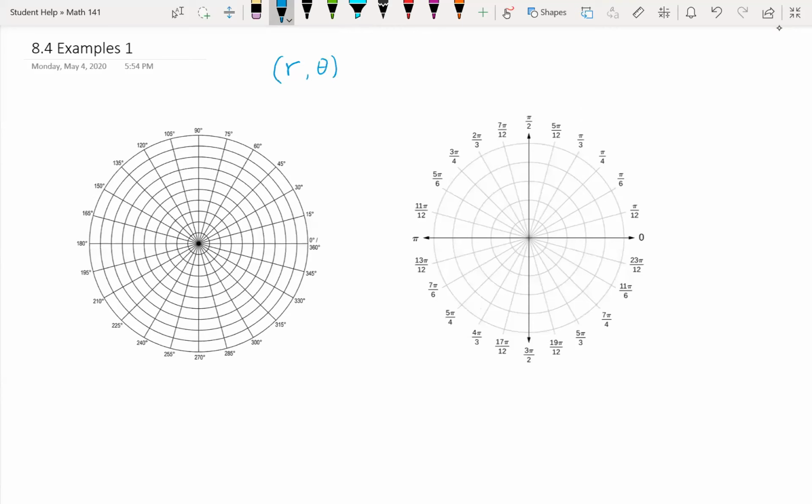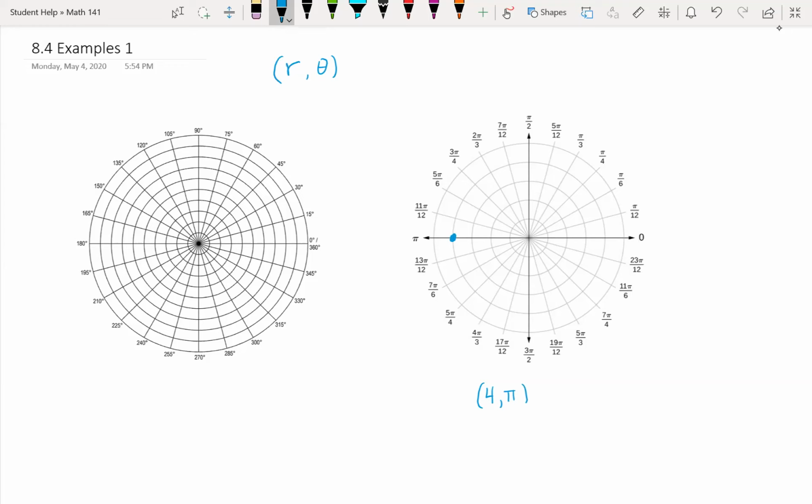So if we were given, for example, the point (4, pi), then we would go to where the angle is pi. I put one grid in degrees and one in radians. So (4, pi) would be on this grid at pi, and I would go out 1, 2, 3, 4 rings. So it would be this point here. It's going out 4 spaces from the origin.